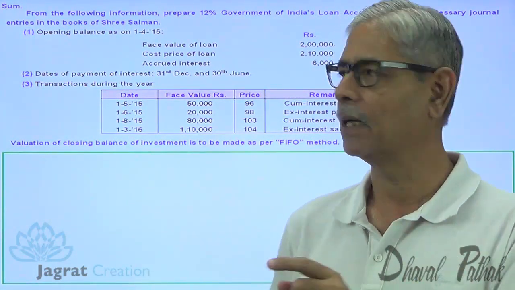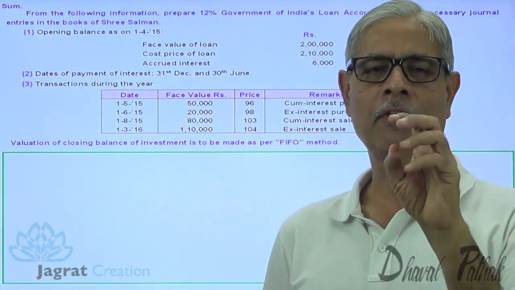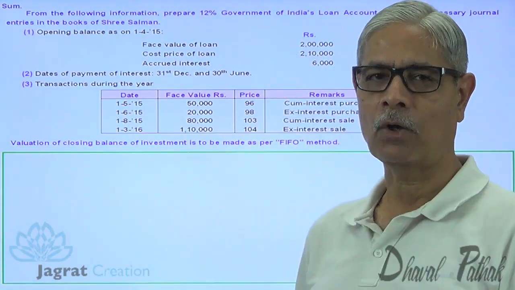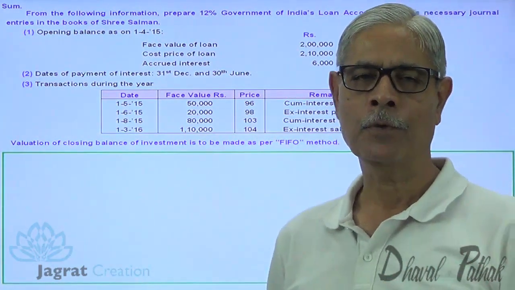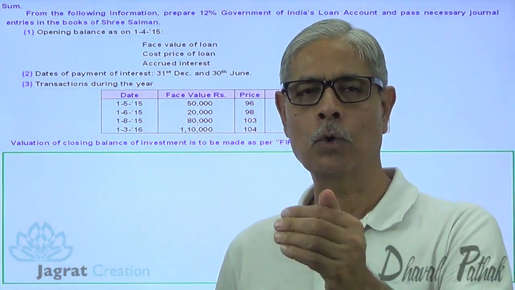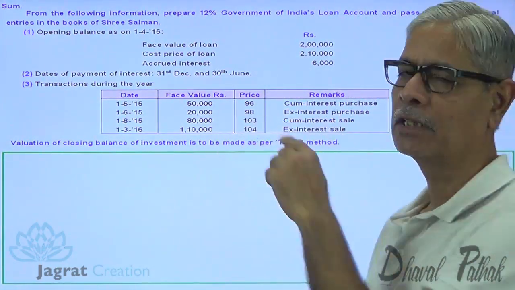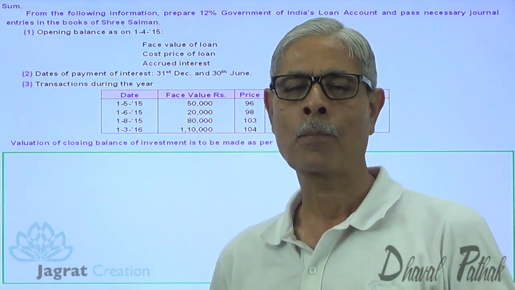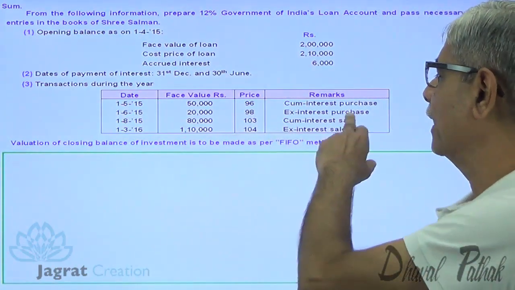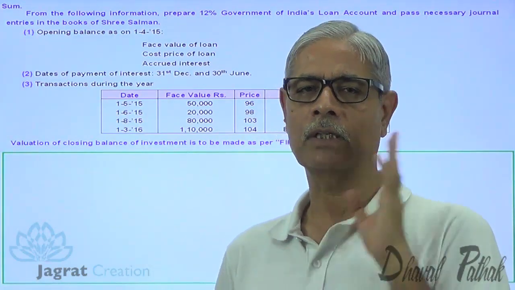Every asset has a debit balance, so the opening balance of investment account will be recorded on the debit side. These 2 purchase transactions also will be debited to investment account. And there are 2 sales transactions. When the asset goes out of your ownership, the asset account gets credited, so these 2 sales transactions will be credited to investment account. So the opening balance and 2 purchase transactions are debited, then 2 sales transactions are credited. After that we shall find out the closing balance.